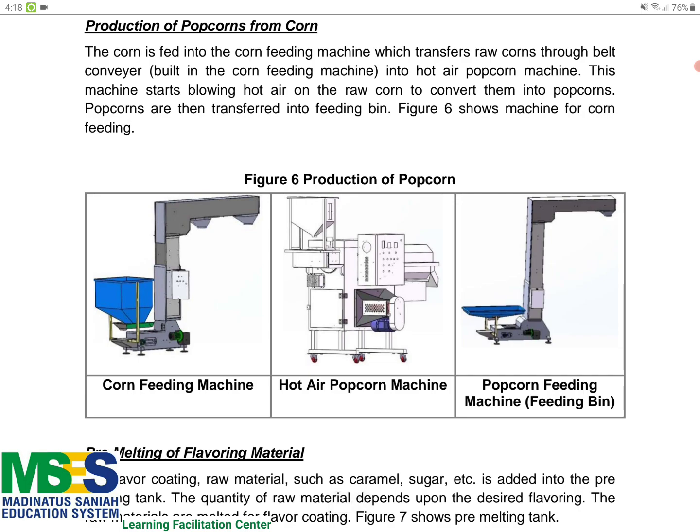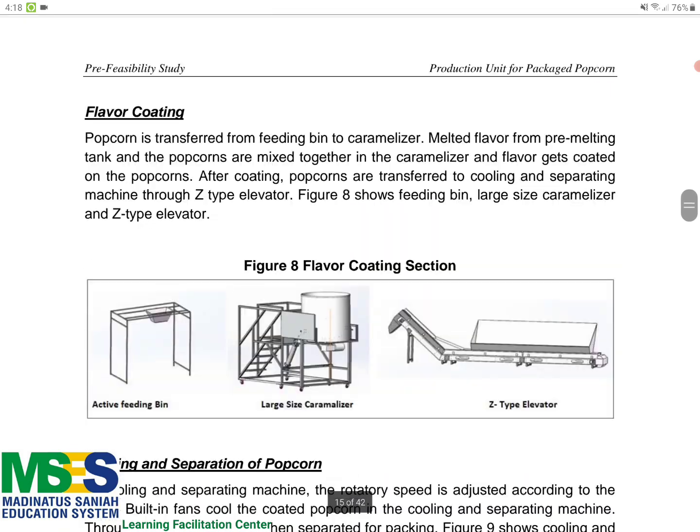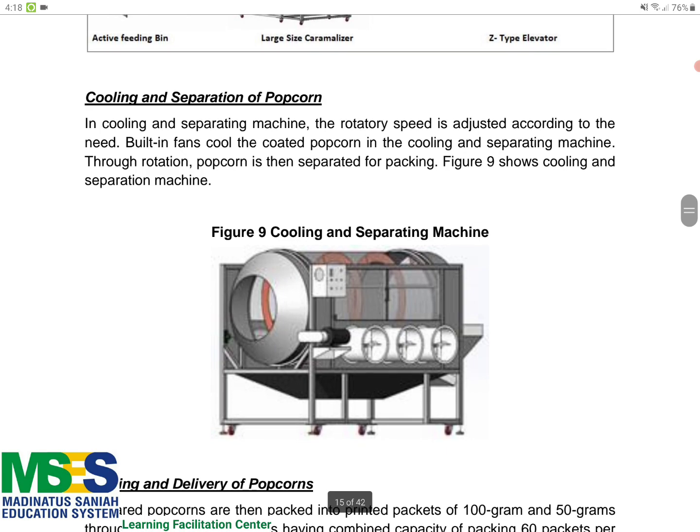Okay, I am more interested in this cooling machine. See, air can pass through it, and it seems it rolls around. There are some fans also fitted in the machine to cool the popcorns.